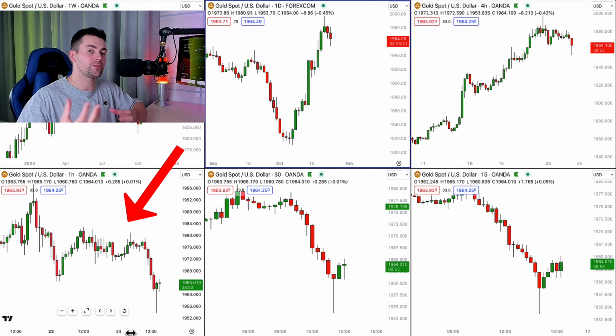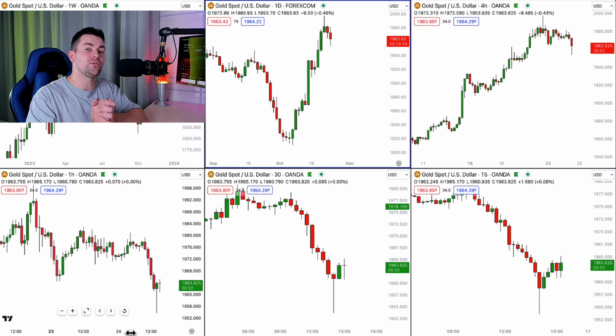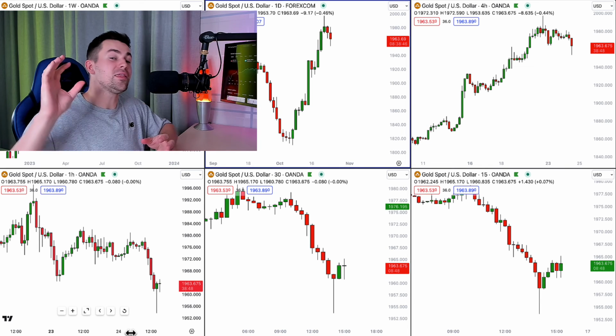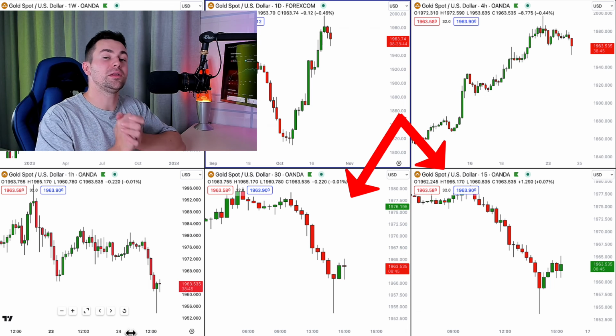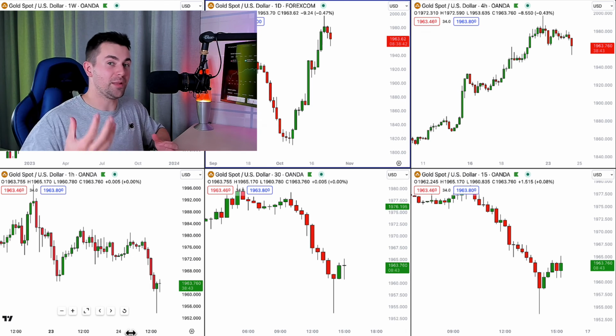while hourly time frame is the best time frame for intraday confirmations. Then 30 minutes, 15 minutes, and 5 minutes time frames will be your scalping time frames.